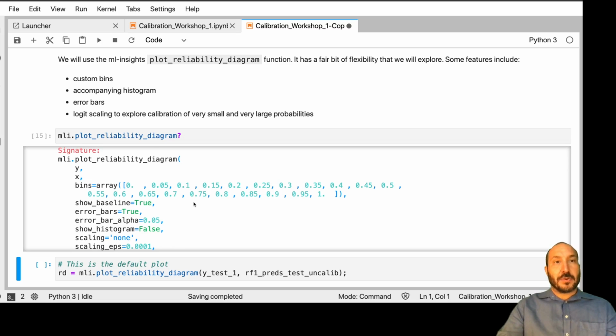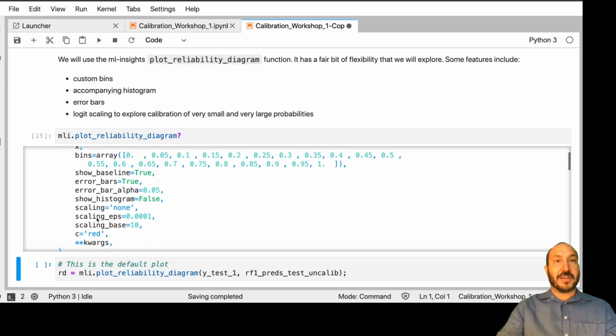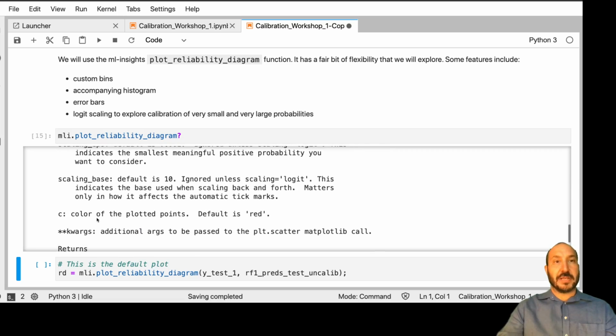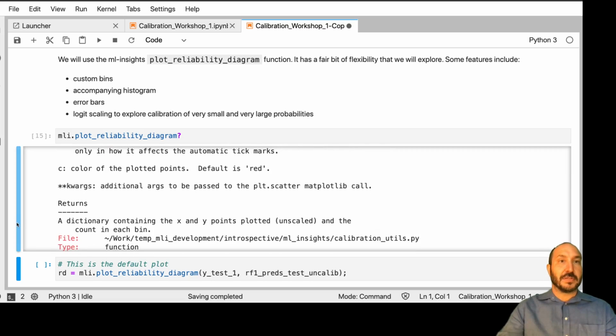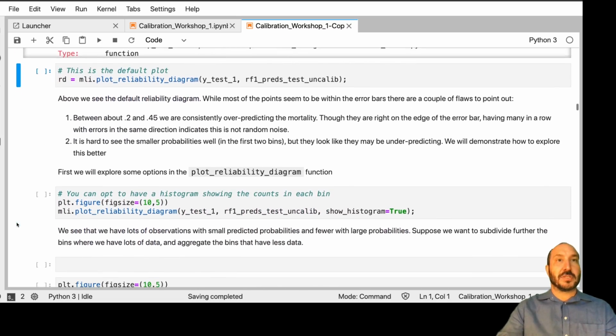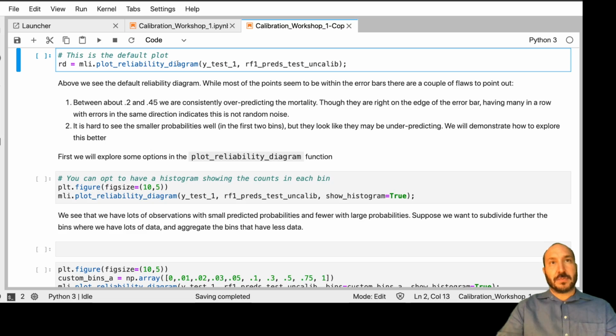I'm not going to go through all this, but you can see there's quite a few different options in this reliability diagram, and we explain them here. I'm going to go through them over the course of this workshop, so you don't need to read through it there, but I just thought I'd put it there for reference. So for the default plot, we just do plot reliability diagram of the true 0-1 outcome and what the model's predicted probabilities were.